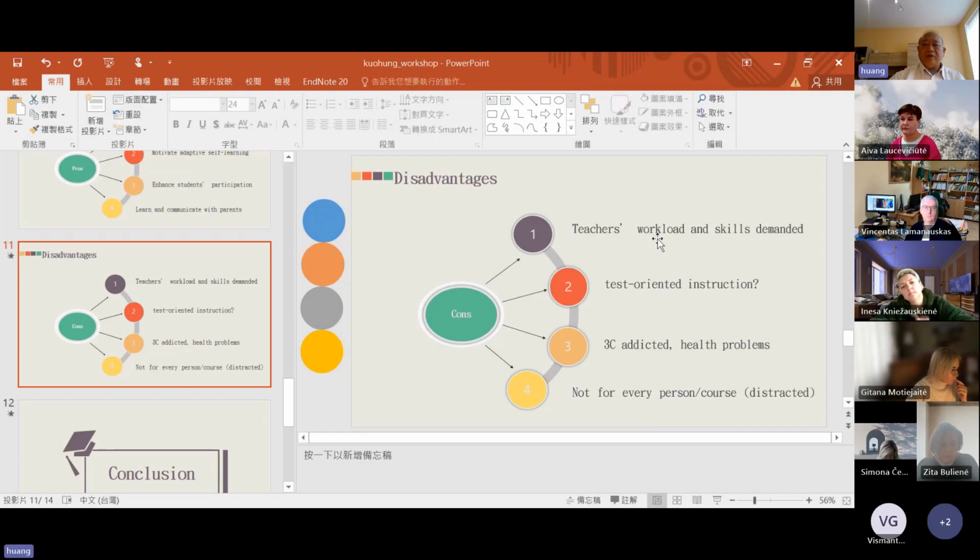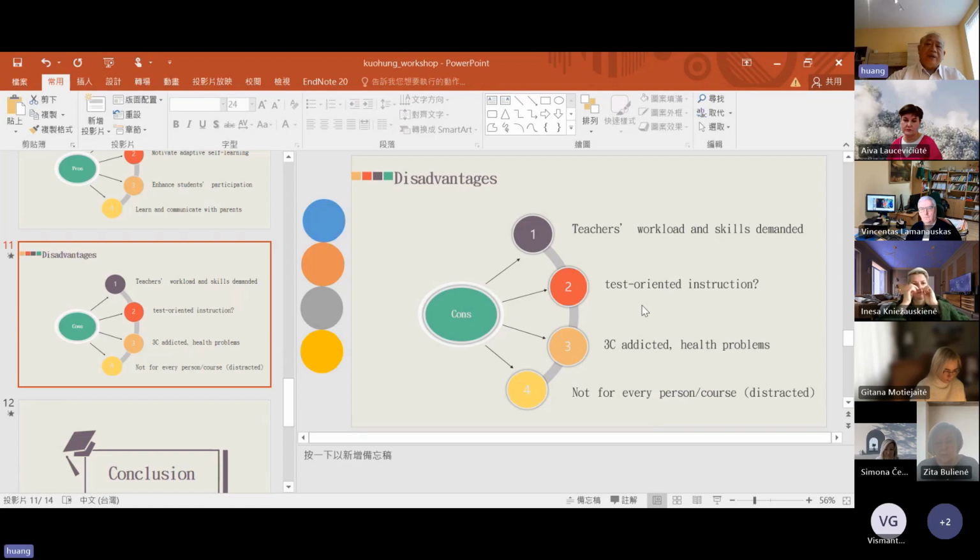In fact, it increased teachers' workload, although not every teacher is required to teach with the tablet. So far, the Ministry of Education encourages teachers to teach this way, but it is not mandatory. But I think it's a trend, so teachers will have to learn how to teach this way in the future. They need some skills in computers and in classroom management.